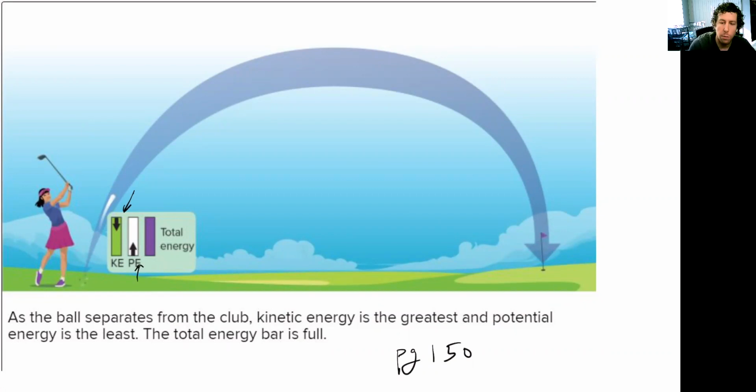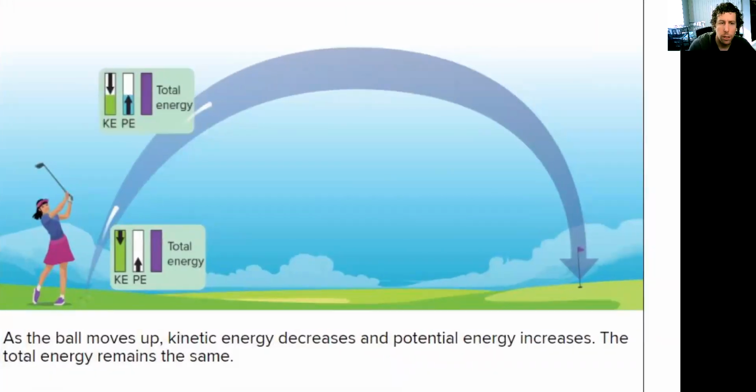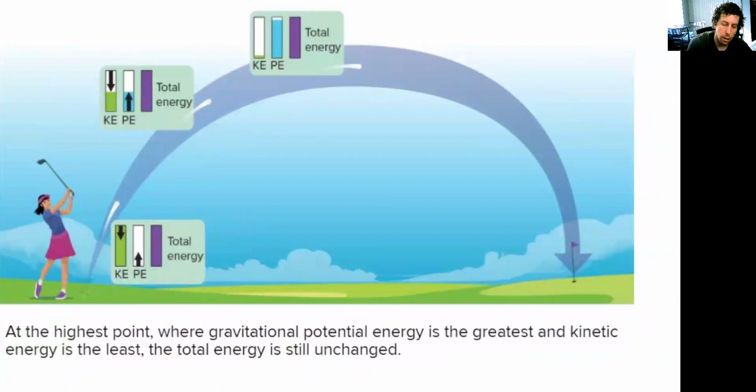Now, what happens as the ball travels upward? As it travels upward to this point, you've lost some of your kinetic energy, you've lost some of your speed, but you've gained height, so you have more potential energy. Notice the total energy is still the same. The total energy remains the same. Again, the ball's at the highest point. The kinetic energy is minimum. Potential energy is maximum. But the total energy, the mechanical energy, is still unchanged.